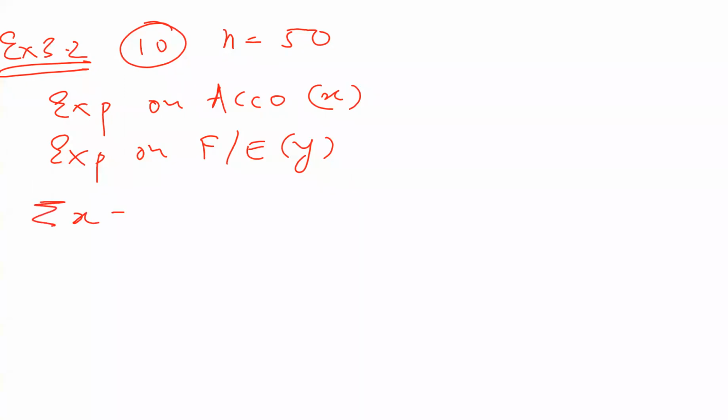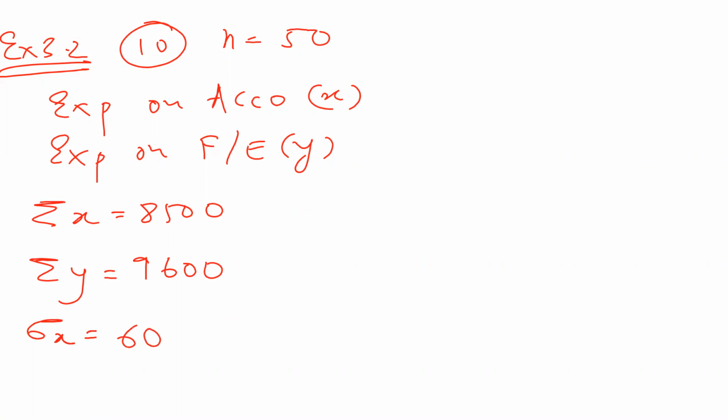Summation X, that is the total of the entire X column, is 8500. Summation Y is 9600. Sigma X is equal to 60. Sigma X is nothing but standard deviation of X. Standard deviation of Y is equal to 20, and R is equal to 0.6. So this information is given to you. Fine.